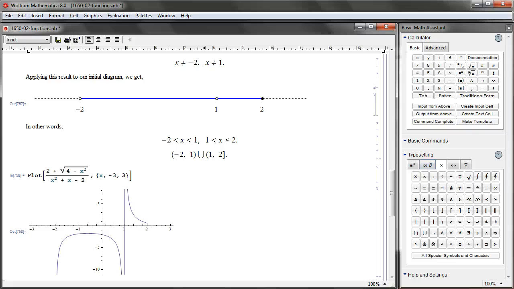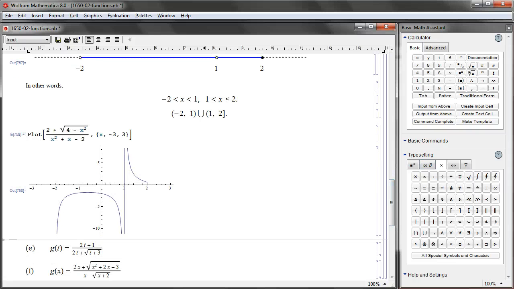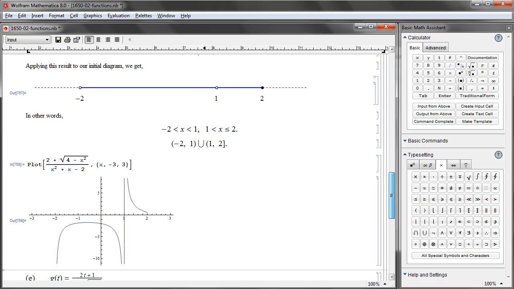And then we have this kind of graph. Okay, that's great. When x equals -2, we have a vertical asymptote, which means x equals -2 is not allowed. When x equals 1, we have a vertical asymptote. x equals 1 is not allowed. Not surprising, because we have 0 in the denominator there.